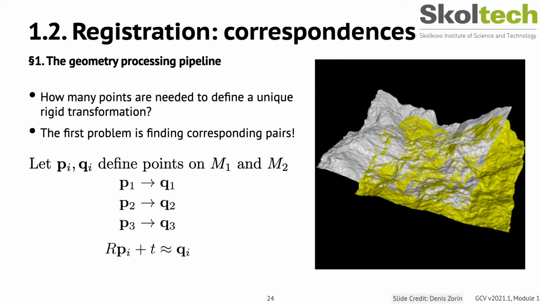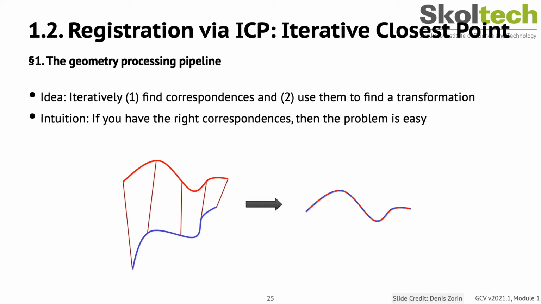Let P and Q define points on M1 and M2 respectively. Our goal will be to find the rotation matrix R and translation vector T that maps each point P to its respective corresponding point Q. Intuitively, if you already have the correct exact correspondences between P and Q, then your problem is the least squares estimate. You should estimate the rotation matrix and the translation vector, which can be solved by basically applying standard machinery and minimizing the least squares error.